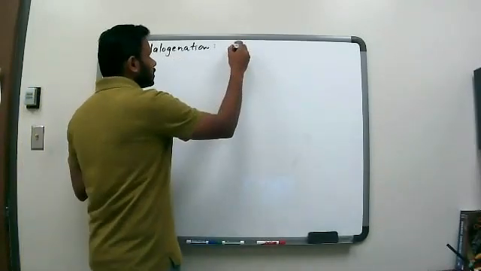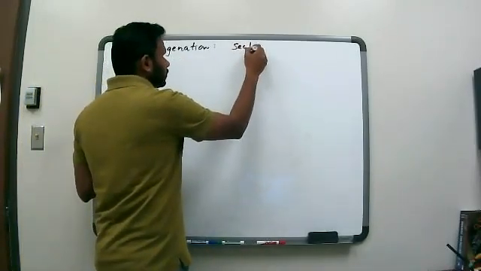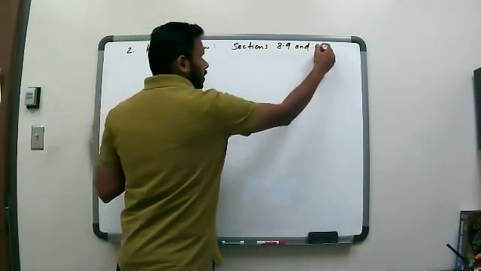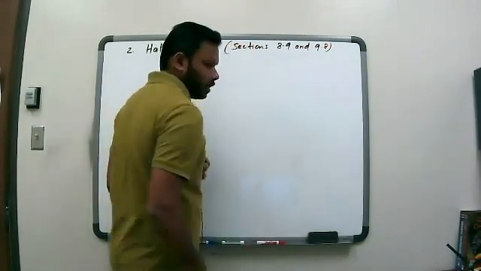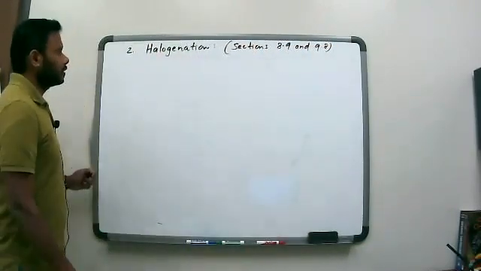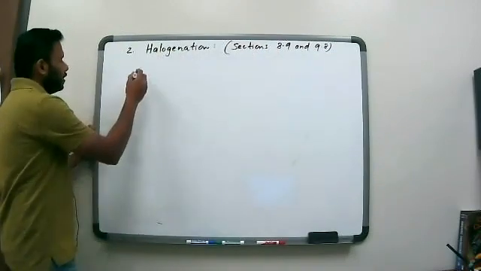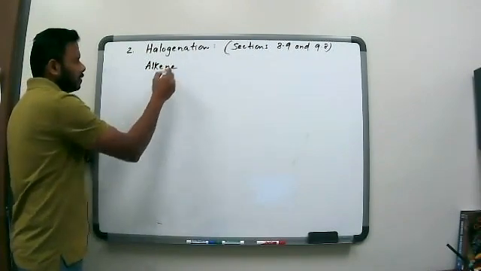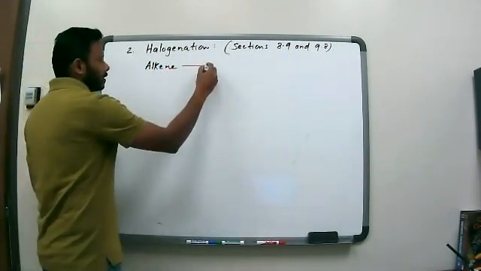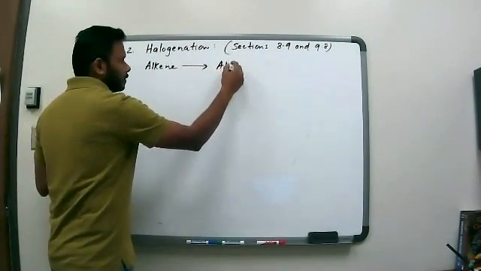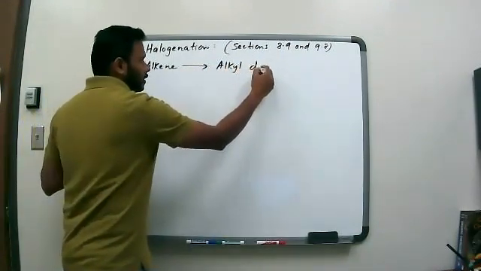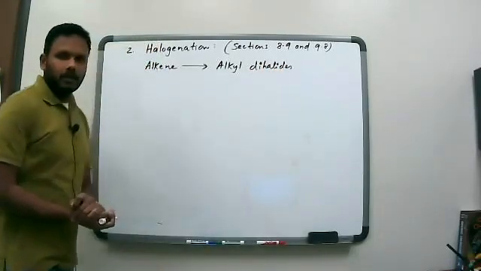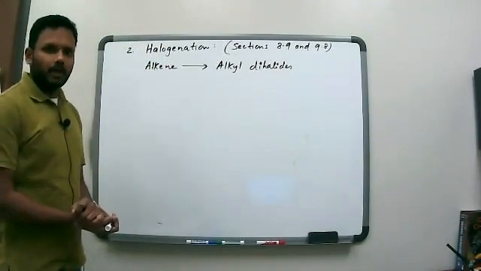Okay, and this is coming from sections 8.9 and 9.8. Those are the sections that we're discussing here. Okay, what happens in this reaction is if you start with an alkene, the alkene is converted into an alkyl dihalide. Okay, it's converted into an alkyl dihalide.